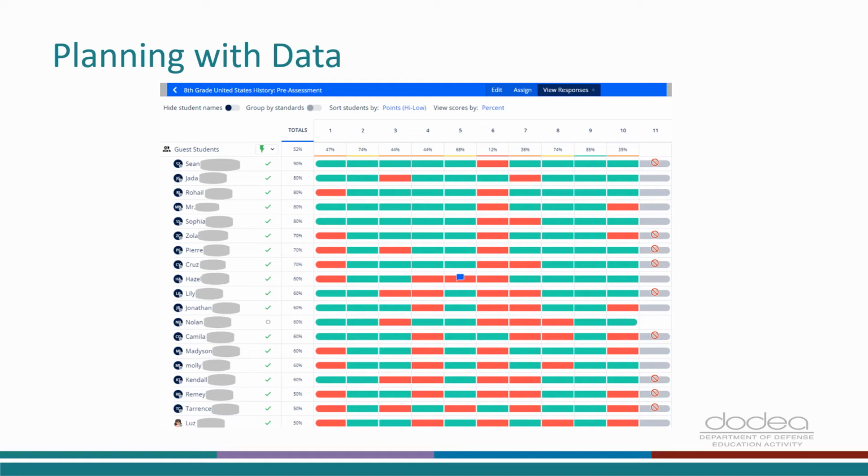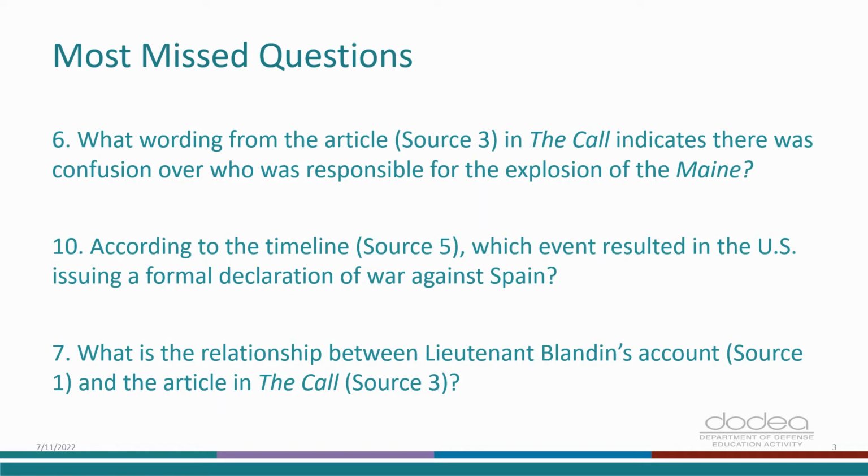What are the 3 questions that the highest number of students answered incorrectly? You're absolutely correct. 6, 10, and 7. So let's go back to the assessment. These are the questions that the highest number of students answered incorrectly. So why did the students miss these questions?